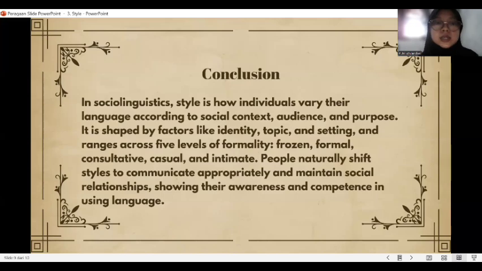The conclusion is in sociolinguistics, style is how individuals vary their language according to social context, audience, and purpose. It is shaped by factors like identity, topic, and settings, and ranges across 5 levels of formality, such as frozen, formal, consultative, casual, and intimate. People naturally shift styles to communicate appropriately and maintain social relationships, showing their awareness and competence in using language.